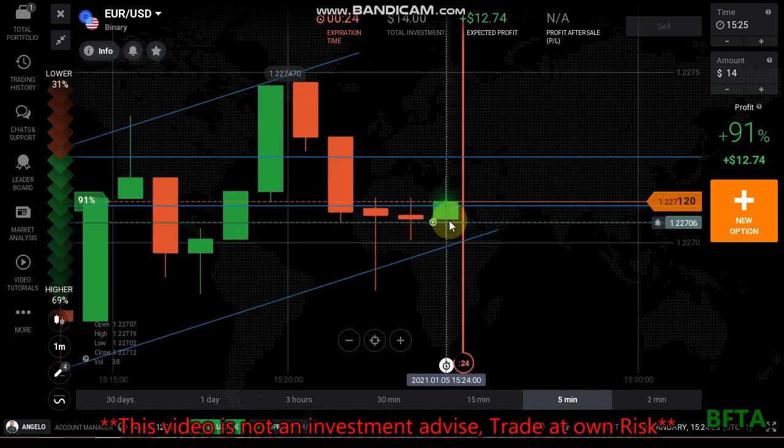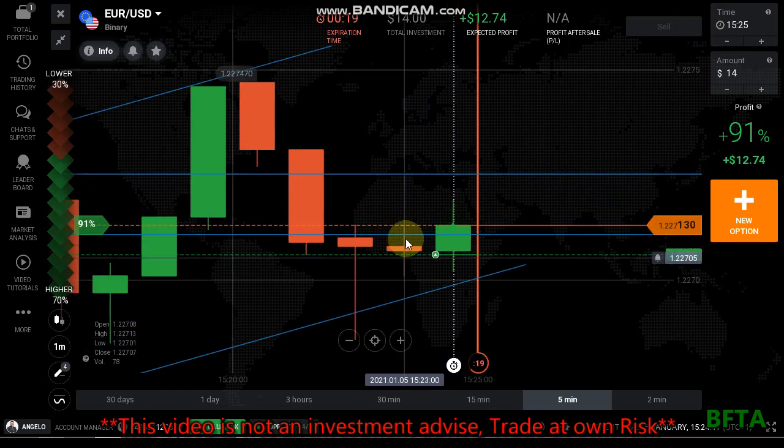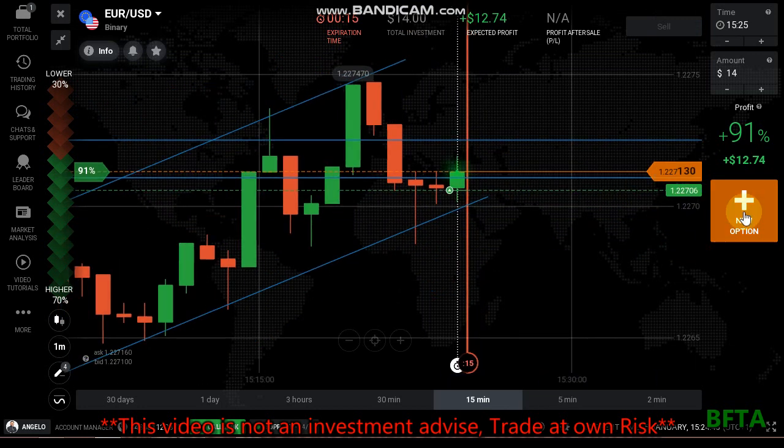It's a must that buyers must enter. I can't go with sellers here. Even though, look at here, if I go with sellers, I will still lose the trade because of my entry. I still won the trade. So two more trades.